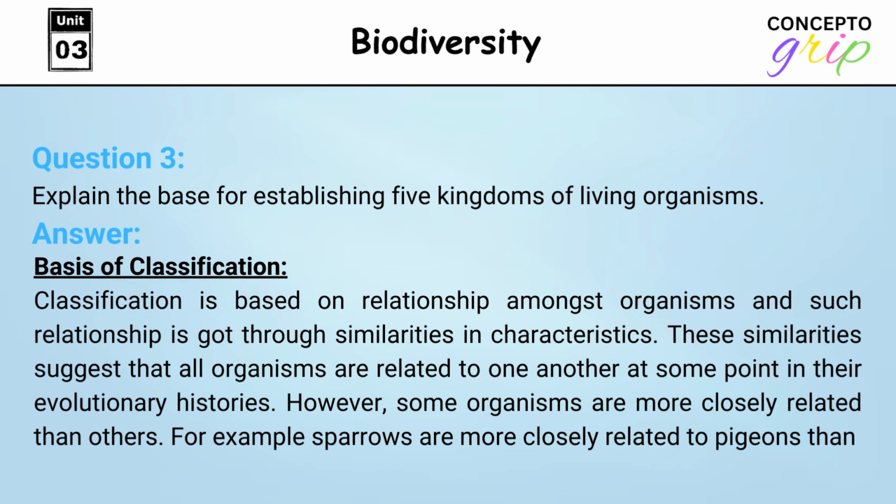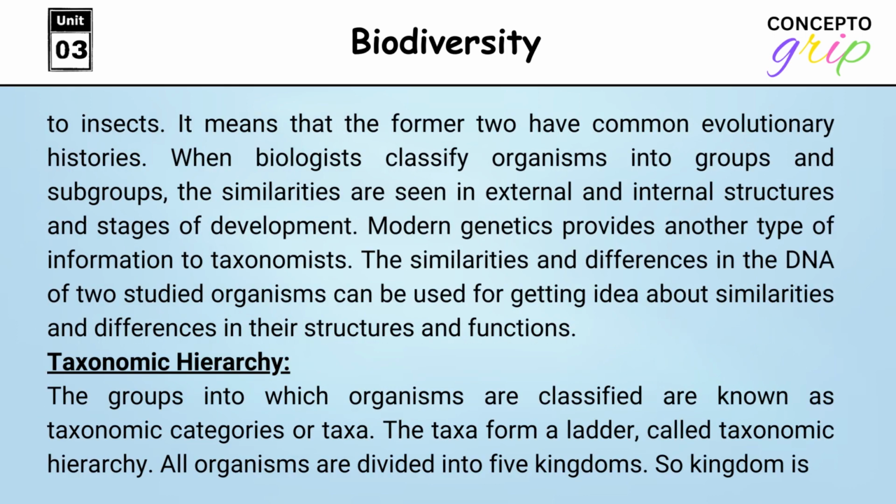Answer. Basis of classification. Classification is based on relationship amongst organisms, and such relationship is found through similarities in characteristics. These similarities suggest that all organisms are related to one another at some point in their evolutionary histories. However, some organisms are more closely related than others. For example, sparrows are more closely related to pigeons than to insects. It means that the former two have common evolutionary histories.